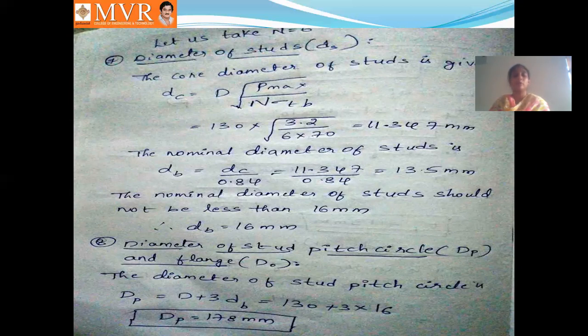Okay, diameter of stud pitch circle and flange, dP and d naught. The diameter of stud pitch circle dP is equal to 3 dB. Substitute all the values, you will get the dP value.